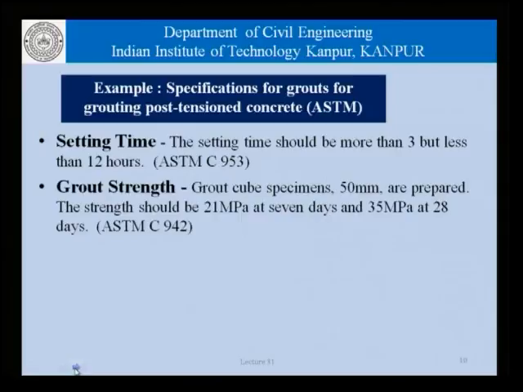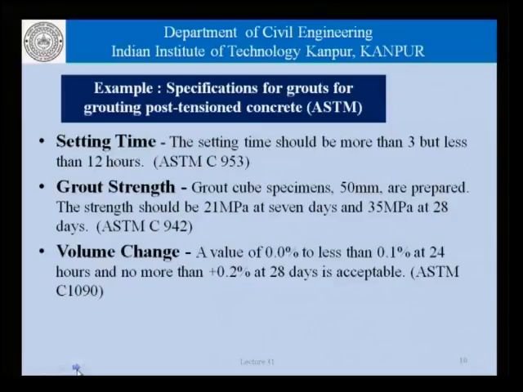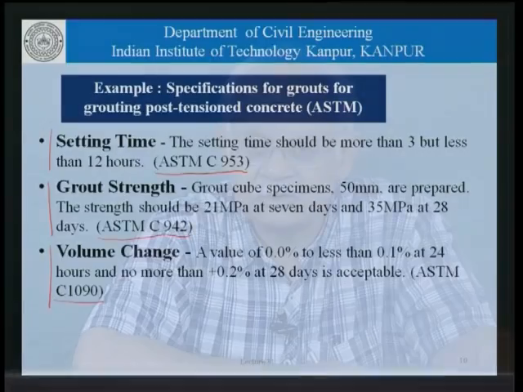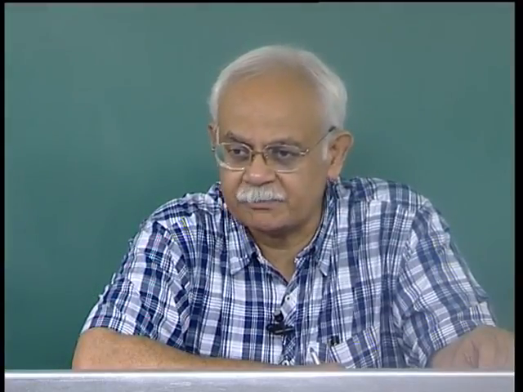The strength of the grout tested with 50 mm specimens at 7 days is required to be at least 21 MPa, and at 28 days is 35 MPa. Similarly, for the volume change, there are specifications on how much is the acceptable volume change at 28 days. It should be remembered that when it comes to setting time or grout strength or volume change, these tests have to be specially designed, and I would request you to please refer to and read these standards in order to be able to understand and appreciate the tests completely.